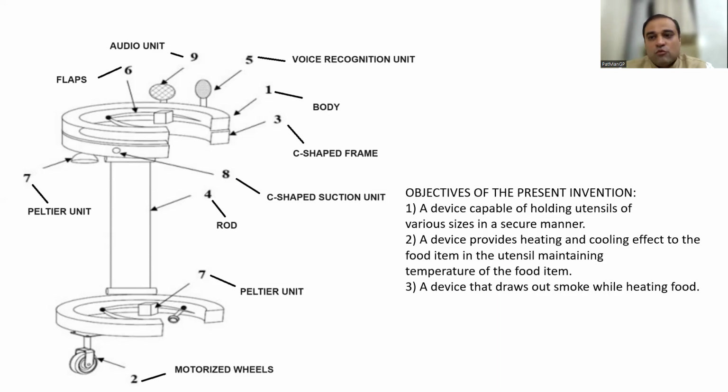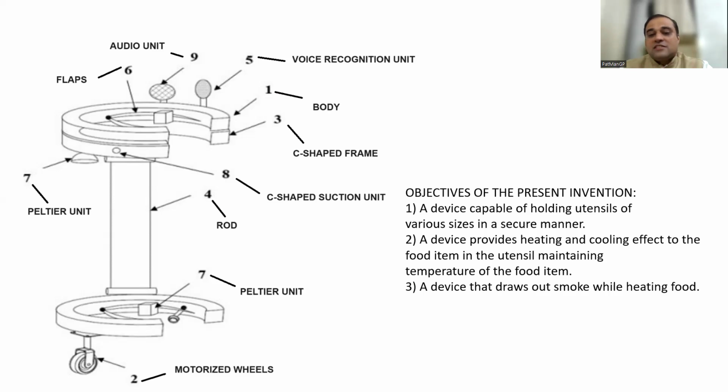The second objective which the inventors want to be fulfilled is that there has to be a device in place which would provide heating as well as cooling effect to the food items that are present in the utensils for maintaining a particular temperature of the food items. So that is the second objective.